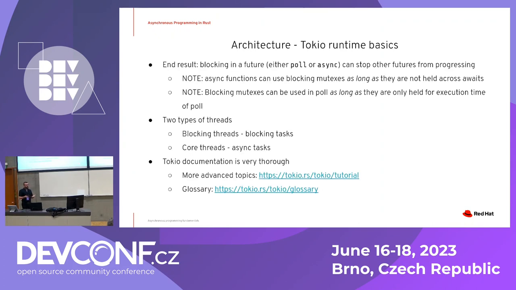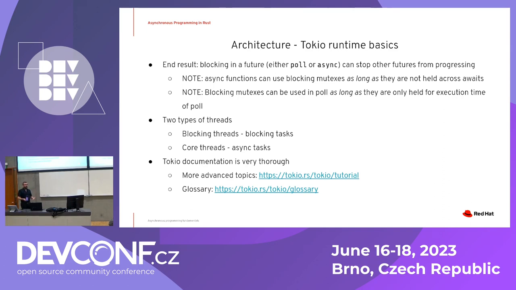So the end result is that blocking in a future can stop other futures from progressing, and it probably makes a little more sense now why you should not block in either poll or in an async function, because that could theoretically stop another future that is ready to progress from progressing. There are two notes on the blocking aspect that I want to call out. Async functions can use blocking mutexes as long as they are not held across awaits. So you cannot acquire a mutex, then do an await, and then release the mutex. As long as you're just acquiring a mutex for a single statement that is not across an await, it is okay to use blocking mutexes. Blocking mutexes are actually common in poll implementations, but they can only be held for the execution time of poll, because the general thought process is that if you acquire a mutex and drop it as soon as poll completes, poll is supposed to be very short running.